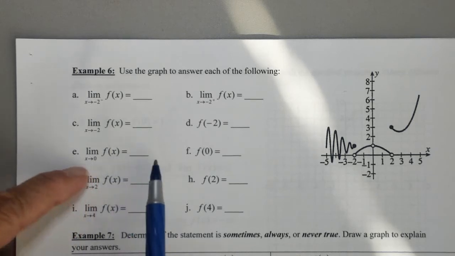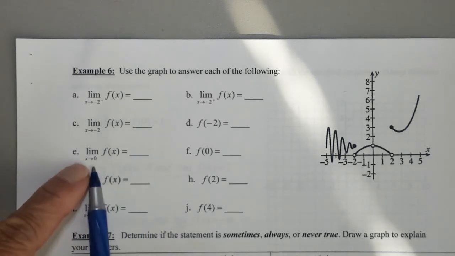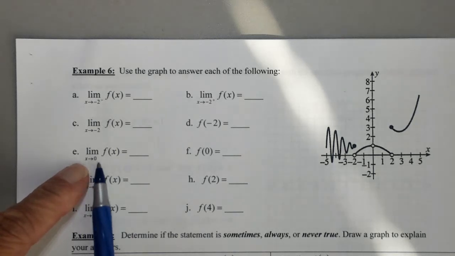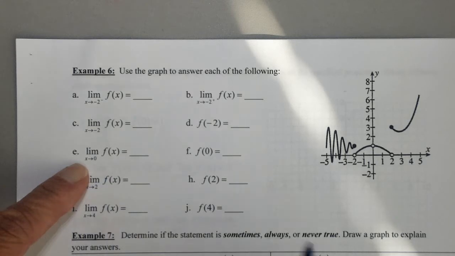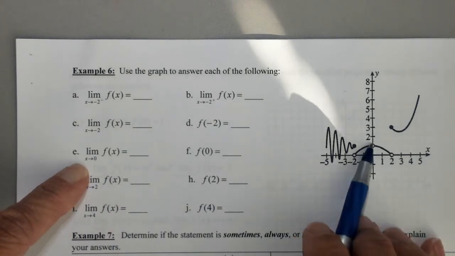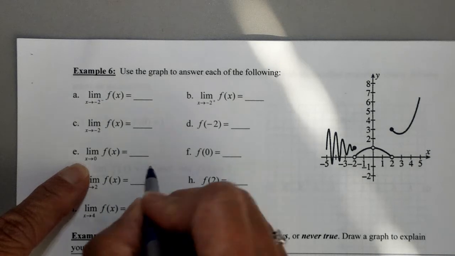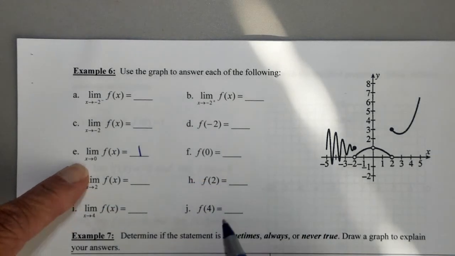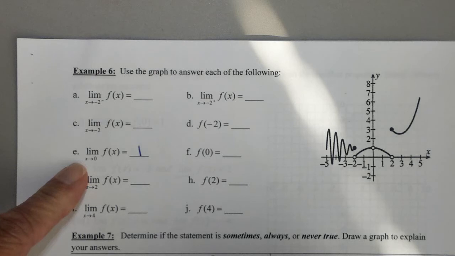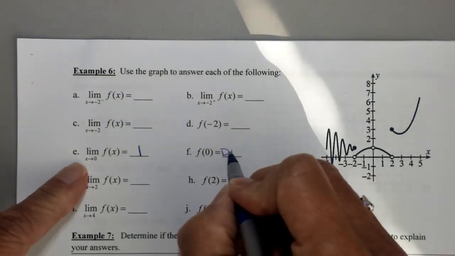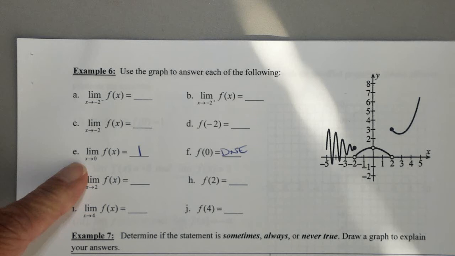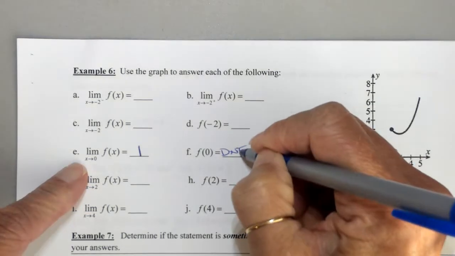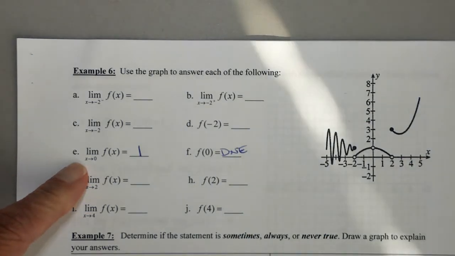let's look here. If I want to evaluate the limit as x approaches 0, does the limit exist? I'm looking at E. Yes, the limit exists because as I approach from the left and from the right, I get the same value. So what's its answer? It is 1. But what about f of 0? This one does not exist. It's a hole. Make sense? So a point doesn't necessarily have to exist for the limit to exist.